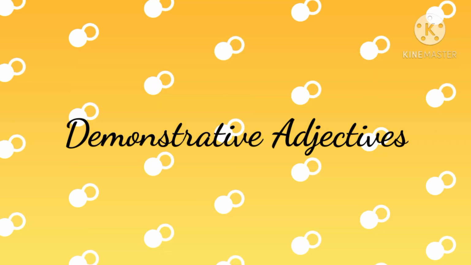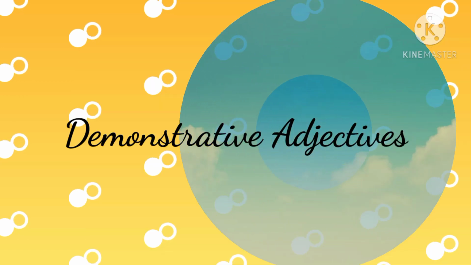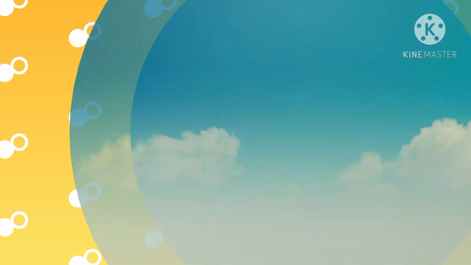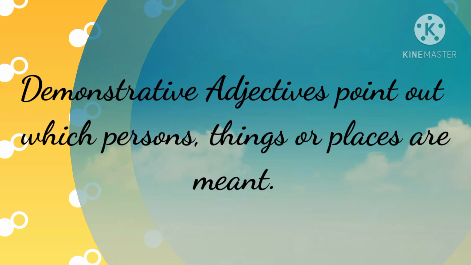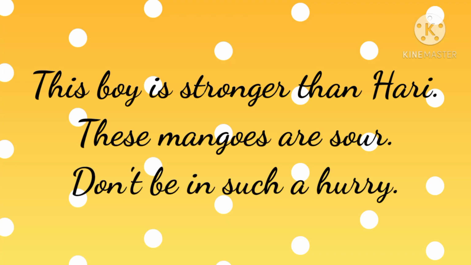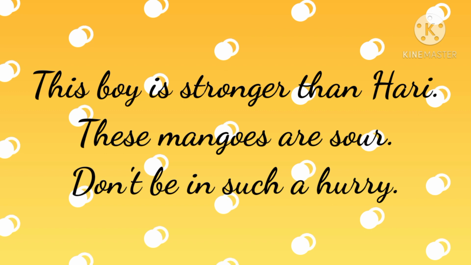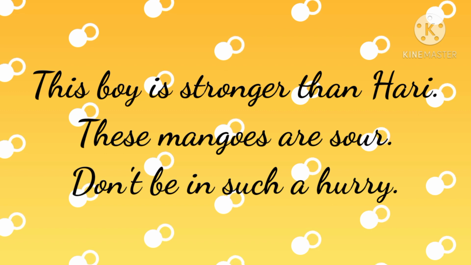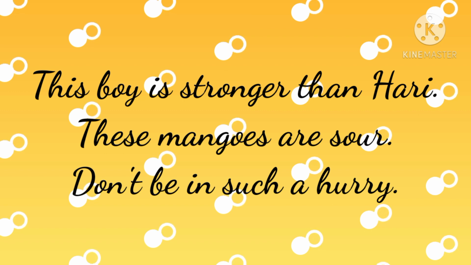Okay, next one is demonstrative adjectives. Okay, children, you will say what is a demonstrative adjective? Yes, demonstrative adjectives point out which persons, things, or places are meant. For example, this boy is stronger than Harry. These mangoes are so. Don't be in such a hurry.